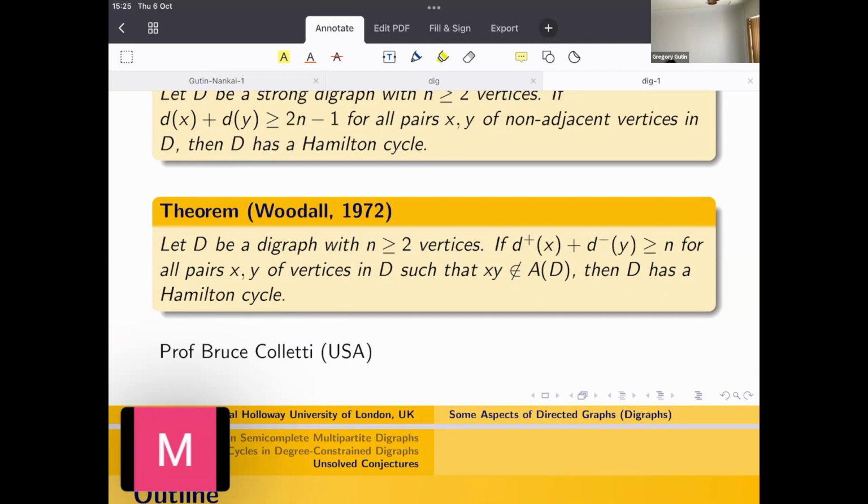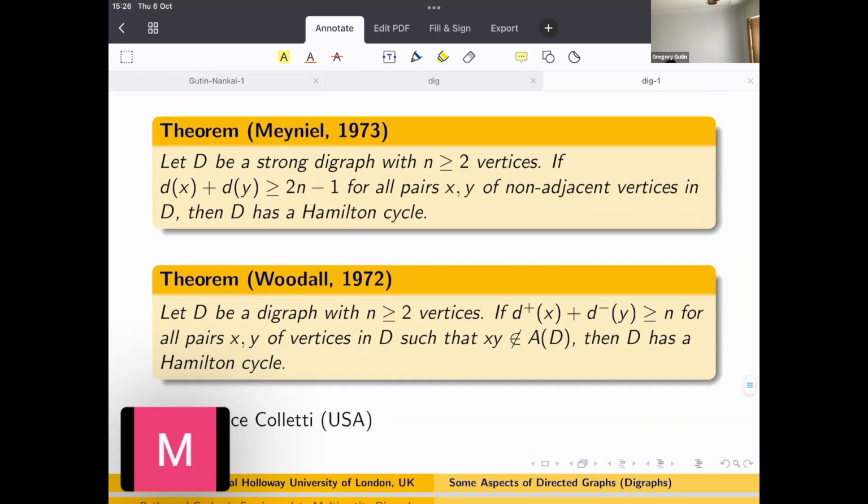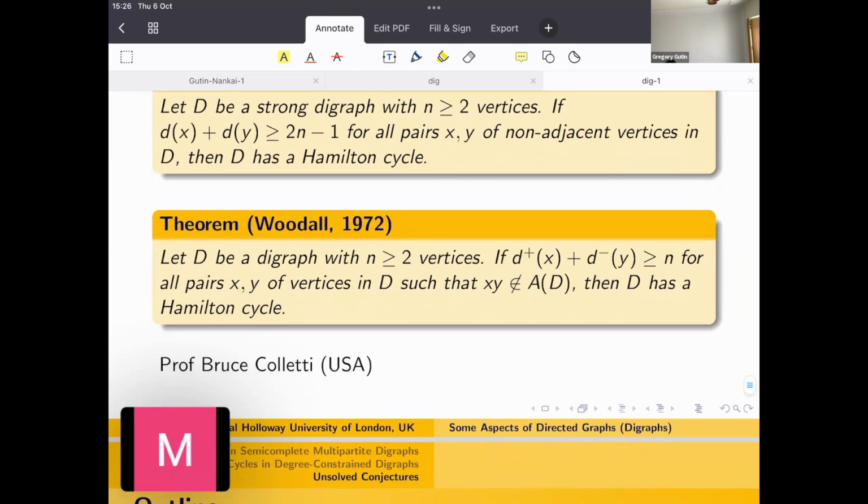A year and a half ago, I was contacted by Professor Bruce Coletti from America. I don't know him personally, but I believe he's a professor at one of the universities there, and he is interested in applications, not so much in theory. He asked me whether I was sure that in Woodall's theorem I do not need to require the digraph to be strongly connected, because in Manoussakis's theorem we require it. Why don't we require it in Woodall's theorem?